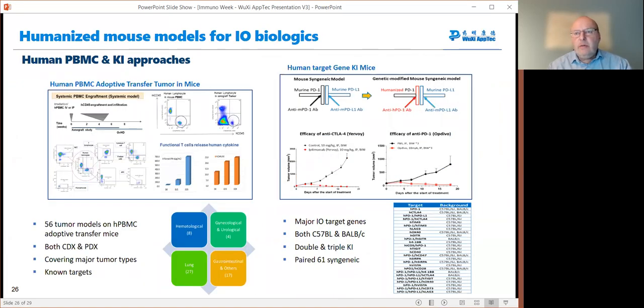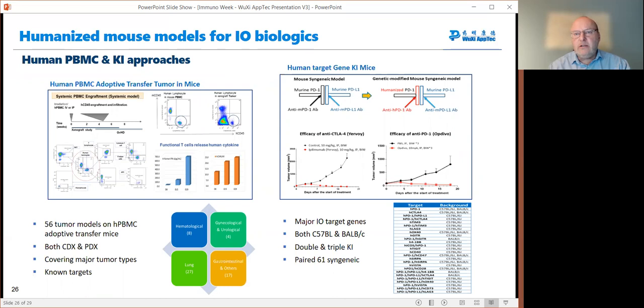We've been using human PBMC for adoptive transfer studies in mice. Shown here, for example, the functional T cells in these models release human cytokines. To date, we have developed 56 models using human PBMC adoptive transfer, including both CDX and PDX models, covering all the major tumor types and targets.